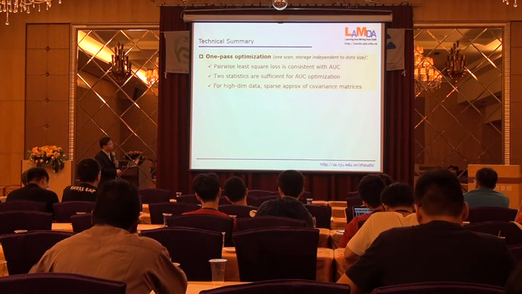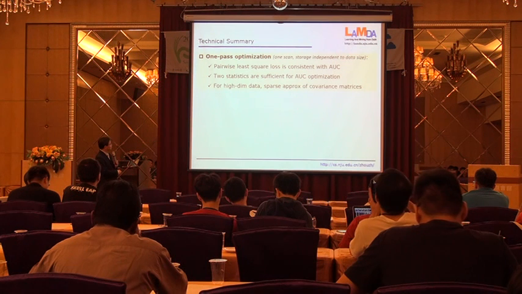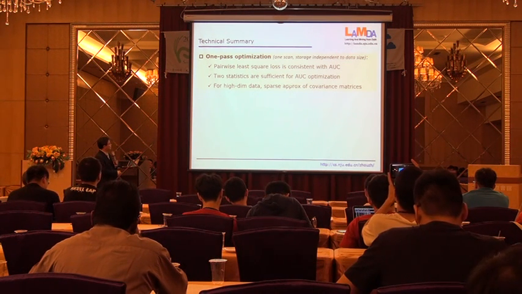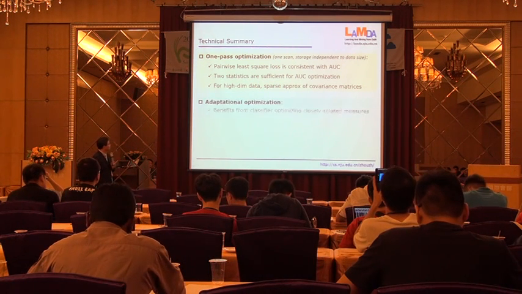And if you use gradient descent in the future, you can use least square loss. The second is, if you use least square loss, you only need two statistics. They are sufficient for AUC optimization. And finally, for high-dimensional data, a sparse approximation of the covariance matrix is very helpful.